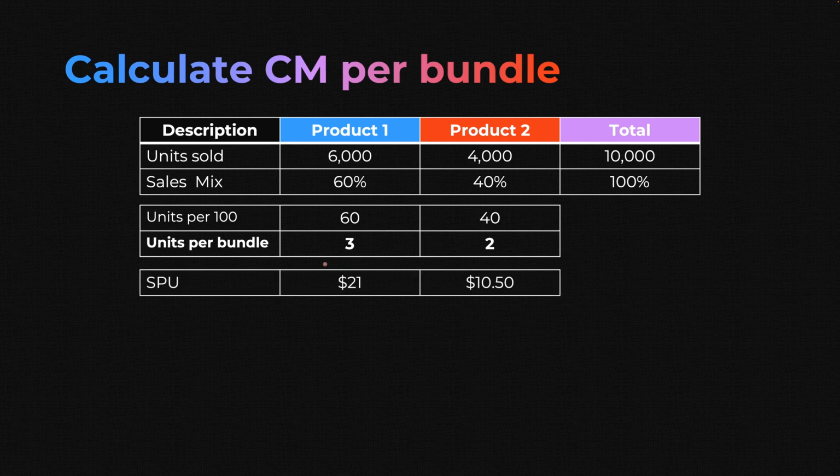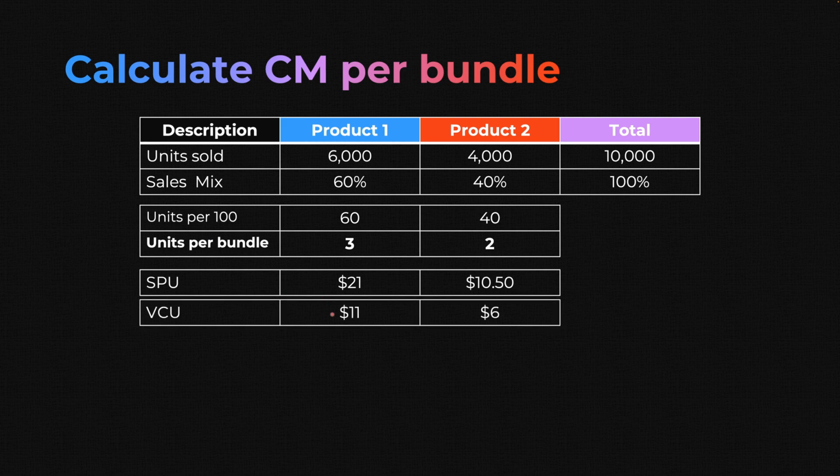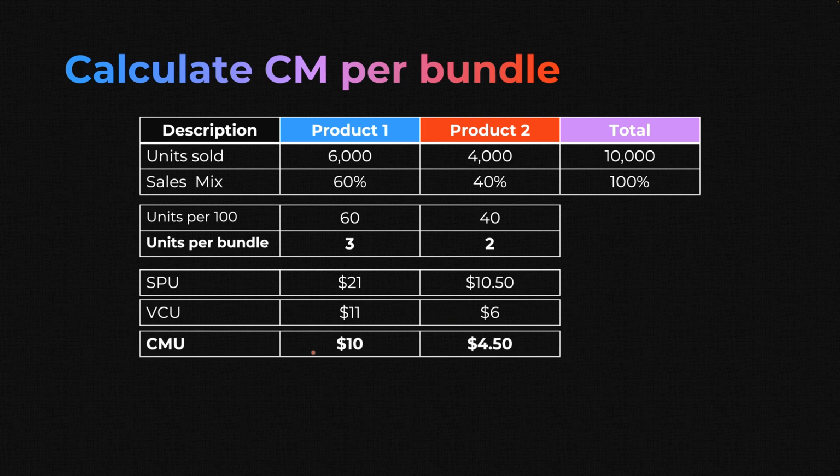The selling price per unit, as you know, for product 1 is $21 and product 2 was $10.50. This information was given earlier. We also have the variable cost per unit given earlier. It was $11 per unit for product 1 and $6 a unit for product 2. So the contribution margin per unit, if we subtract these two, for product 1, it will be 21 subtract 11 equals $10 a unit. For product 2, it'll be $10.50 subtract $6 equals $4.50 a unit.